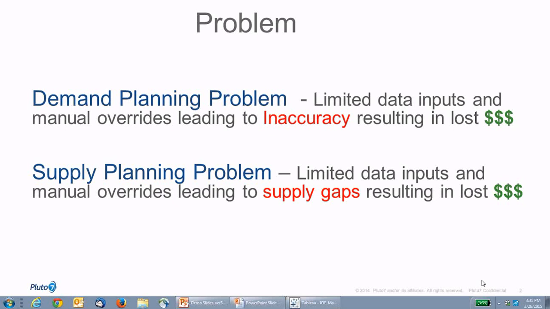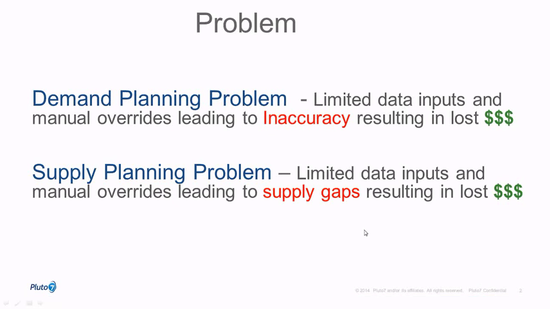Similarly, with supply planning problem, again, it's limited with the quality of the input and could end up with manual overrides where the planners disagree with the supply that they need to plan for, which in turn leads to supply gaps. Again, this could lead to revenue loss in the form of unfulfilled demand.